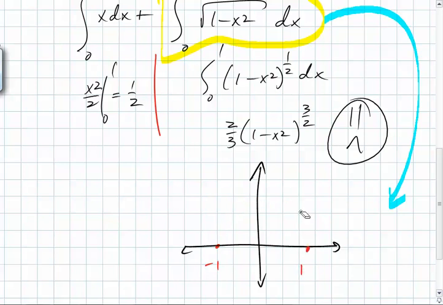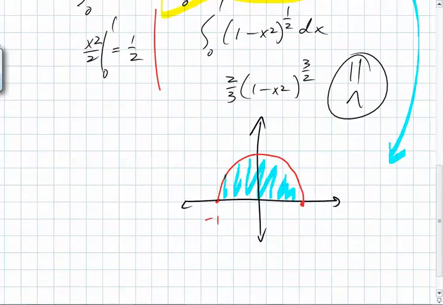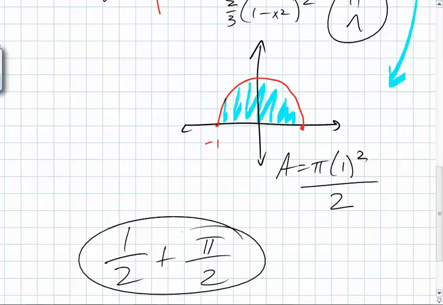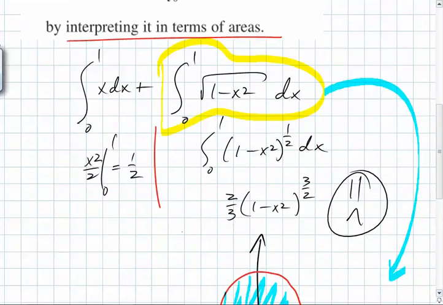So if you're interpreting this, what are you trying to do? You're trying to find this area right here. That integral is that area right there. That's a circle of radius what? So the area is equal to pi times 1 squared all over 2, because it's half of a circle. So what's the final answer? Well, it's 1/2 plus pi over 2. Done. That's what it's asking you when it says interpreting it in terms of areas.